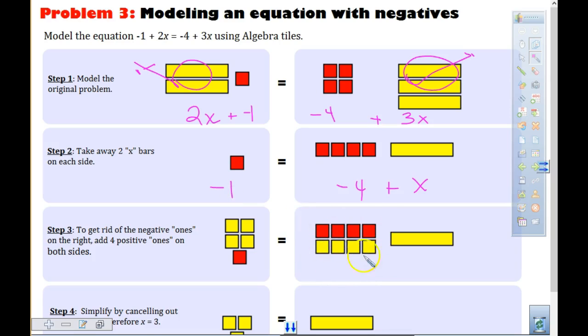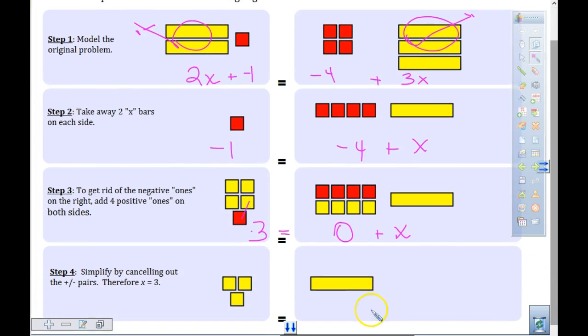Notice we then, in order to get rid of the negatives, had to add 4. So this is x plus 0, agreed? When we add those 4. On this side, how much do we have? 3, because these two make it 0, right? And so each x value was 3.